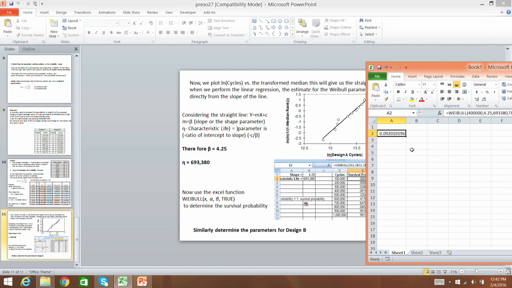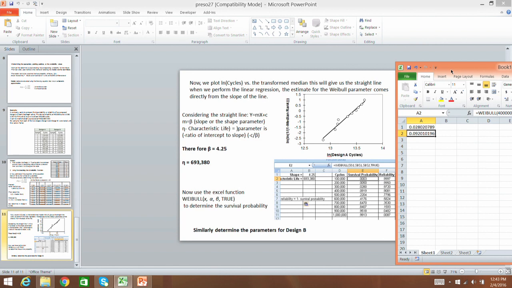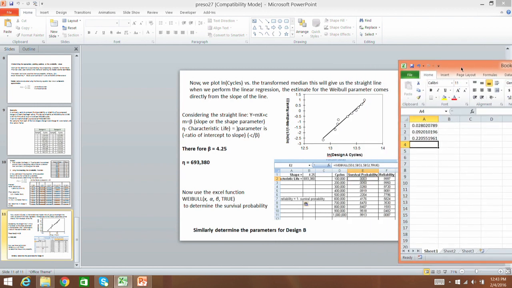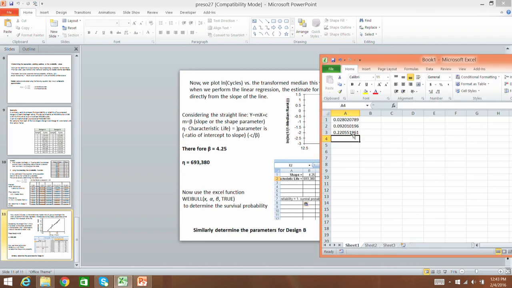Instead of 400,000, we can do it for 300,000, we can do it for 500,000, and so that gives you survival probability for different cycles. Okay. So, we get 0.028. Okay. And similarly, we can do it for 500,000 also. Okay, so that gives you a survival probability of 0.22055. So, for different values of these cycles, like 300,000, 400,000, 500,000, we can calculate the survival probability using this Weibull function.